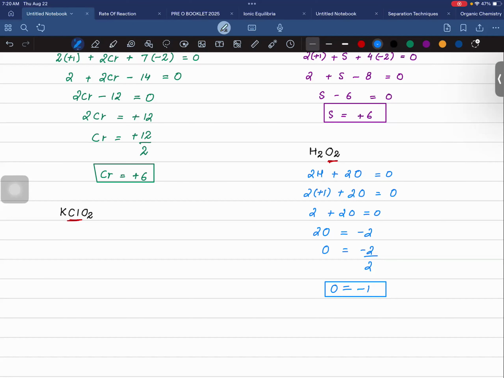K is +1. Cl we have to find out. 2 oxygens, each oxygen is -2, equal to 0. So this is +1, this is chlorine, equal to 0. So chlorine minus 4 and plus 1 is going to give me -3. I need to find out chlorine, so this is +3, right?